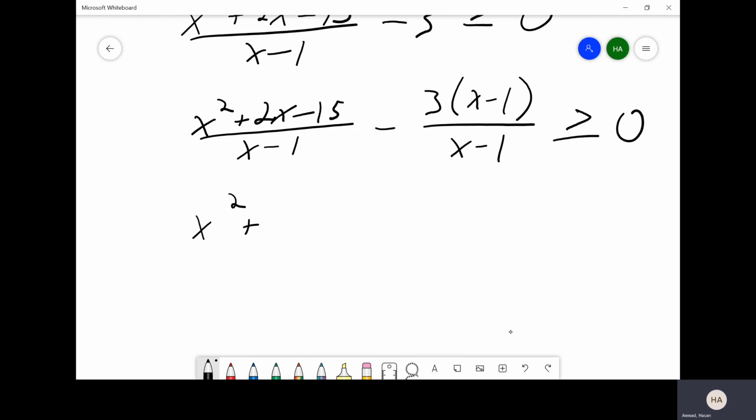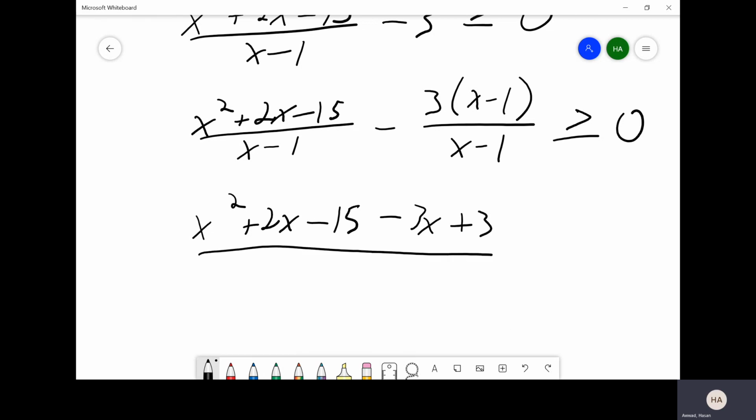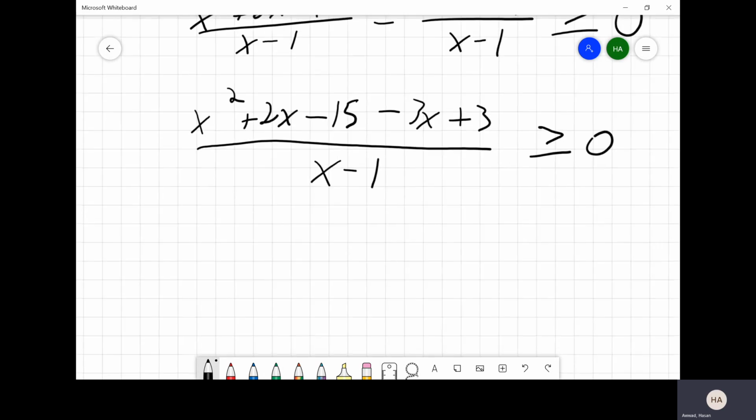So x squared plus 2x minus 15 minus, and now 3 times x is 3x. And remember that negative sign is going to carry over, right? So negative 3 times a negative 1 is going to be a positive 3. And now this is all over x minus 1. Okay, so now we just have to do some simplifications here.